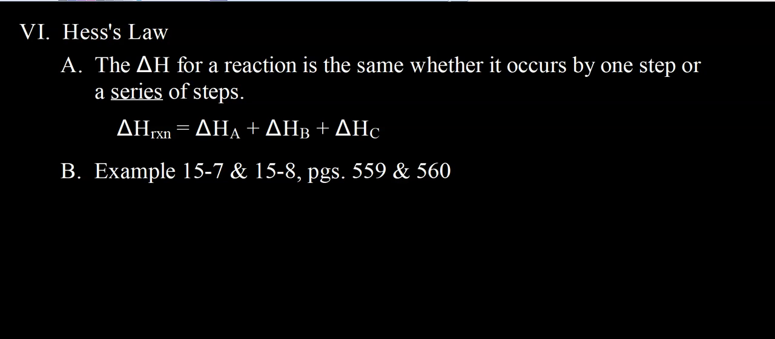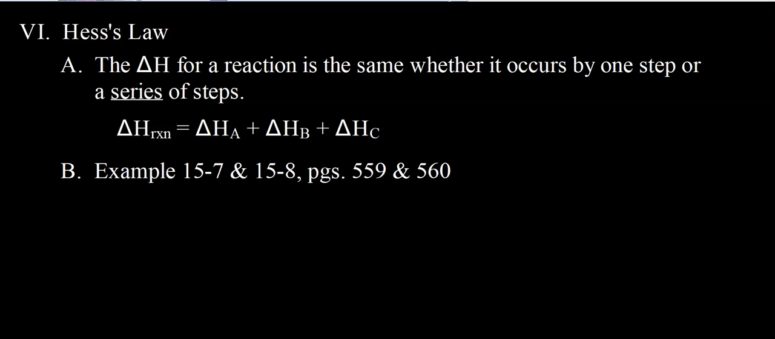All right, next up we have Hess's law. So Hess's law is yet another way of determining the delta H for some reaction. We've already seen several ways. There are many, I think 6 or 7 different ways of calculating delta H for a reaction, depending on what you're given. Keep in mind that the delta H for a reaction is the same whether it occurs by one step or a series of steps.